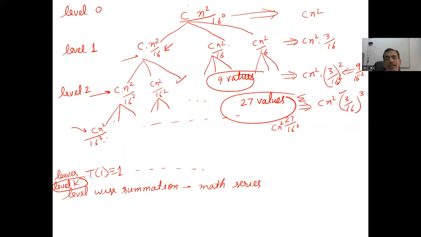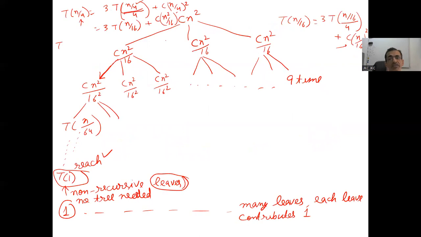So initially I had Cn square, and then we had Cn square by 16 or 4. Let me just check. I think we did some mistake. So the first level was Cn square. Next time I said that this is going to be 3T of n by 4, and then accordingly, let me just check whether I am right.